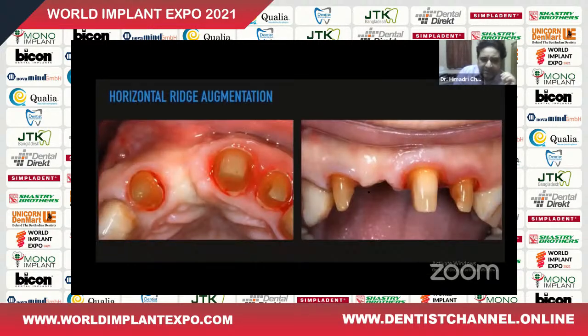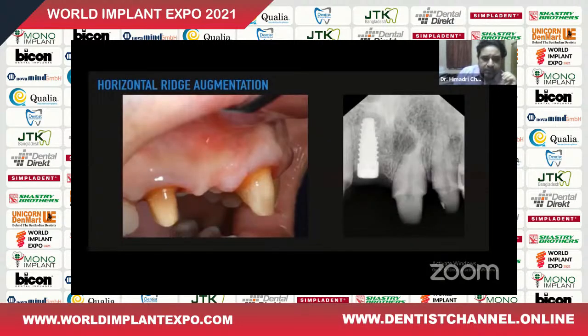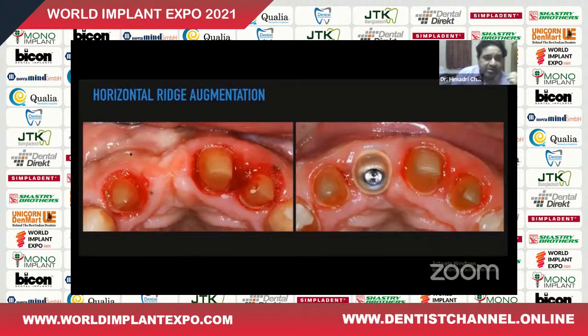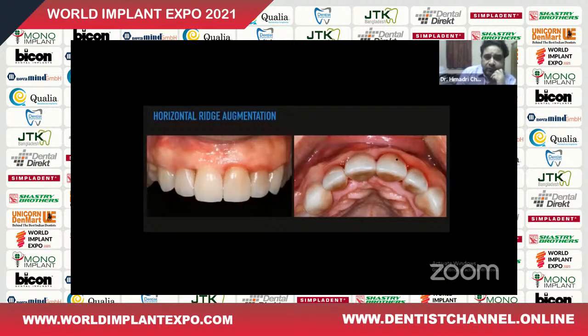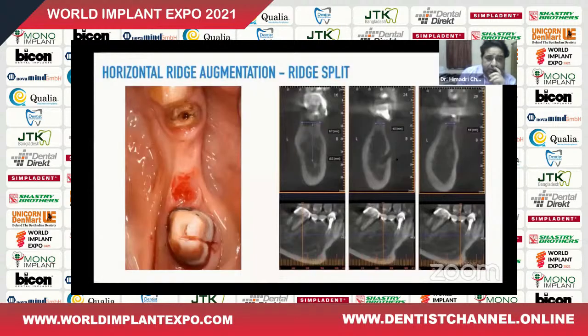Okay, so another case. After this case, you can see how much bone volume we have been able to augment. From here to here, we have been able to grow bone. So this amount is quite big. The implant has been placed, and now a customized abutment will be placed. From here we have gained this amount of volume. So you can see the augmentation we have been able to get. So the next case is a ridge split case, because we need to wrap it up now.